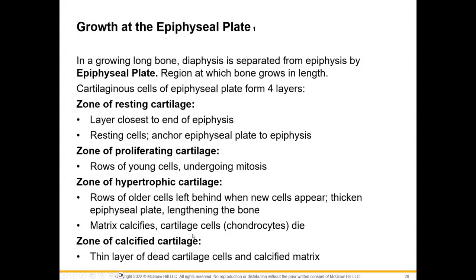Matrix calcifies here, cartilage cells or the chondrocytes die. And then you go to the zone of calcified cartilage. You have a thin layer of the dead cartilage cells, and this is where the matrix is calcified.